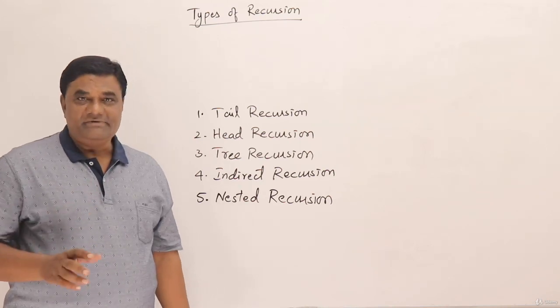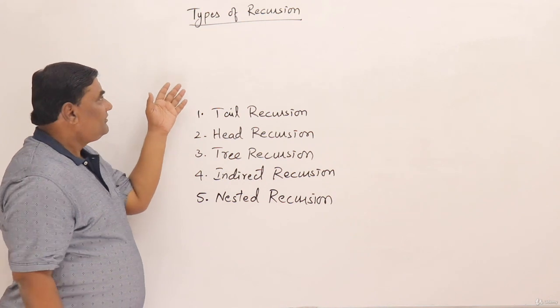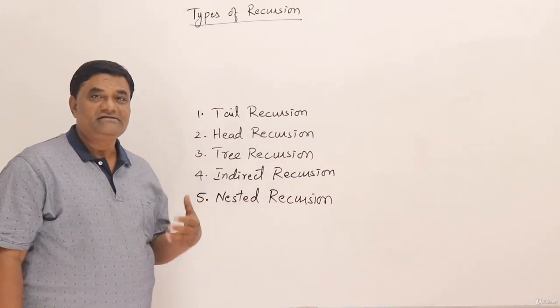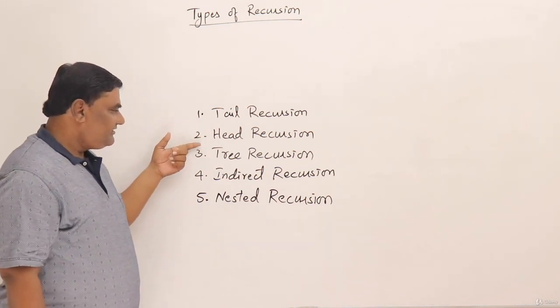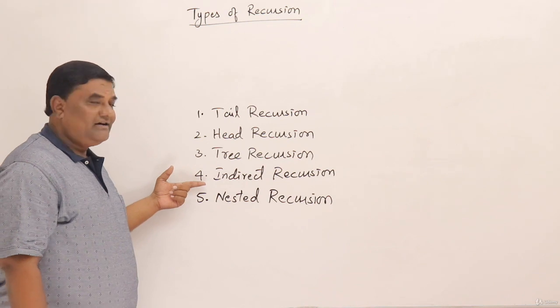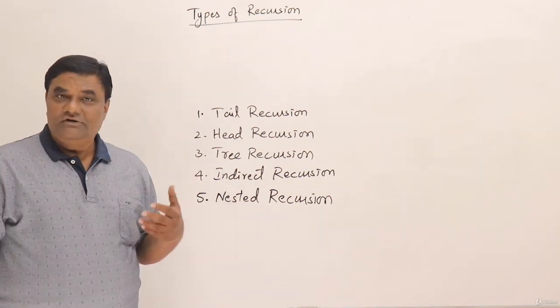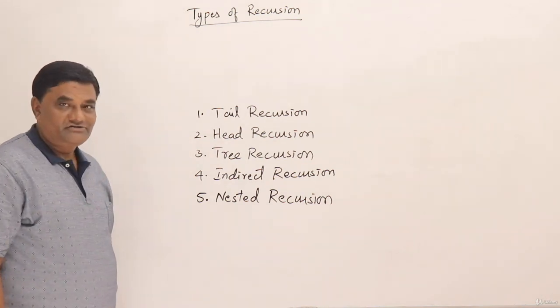Now we'll start the next topic, that is types of recursions. So here is the list of types of recursions. I'll be discussing each of them one by one, taking some examples. The tail recursion is the first one, then head recursion, tree recursion, indirect recursion, and nested recursion. So we'll look at them one by one. Let us start with tail recursion.